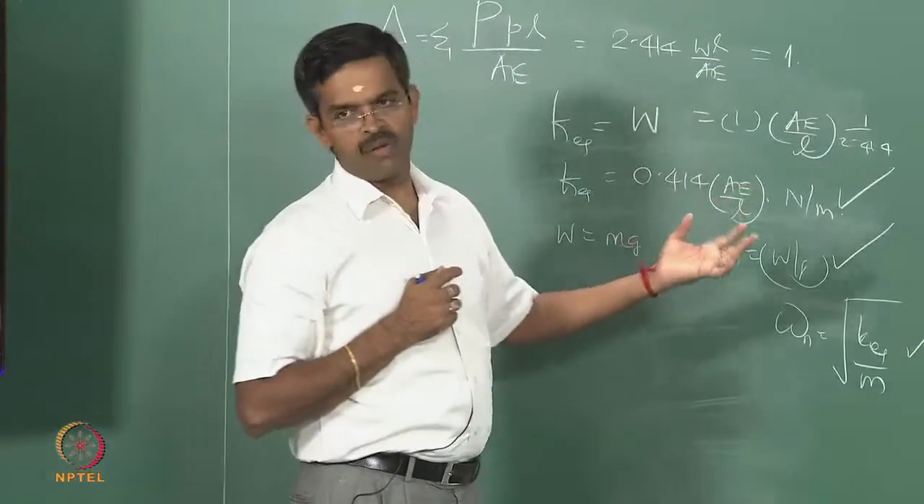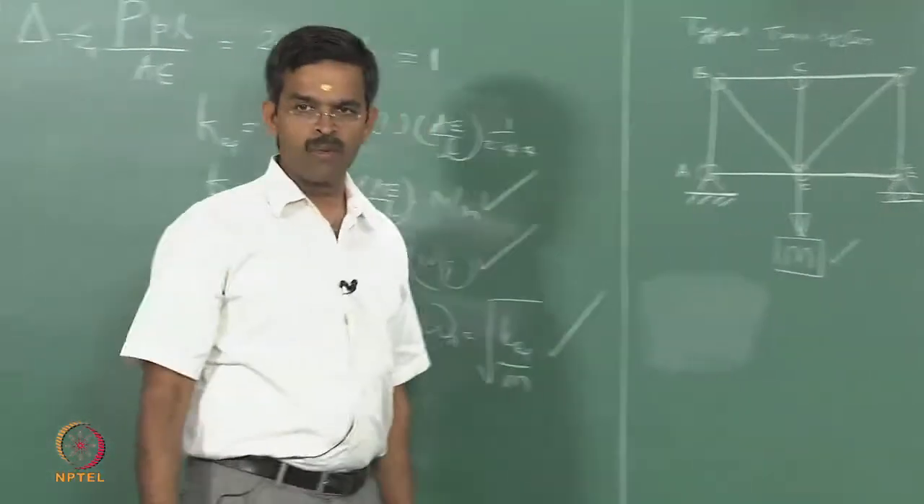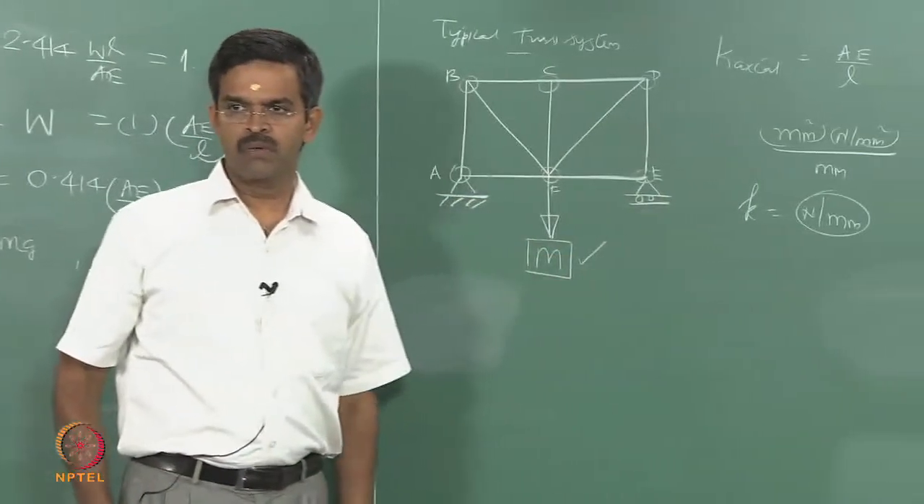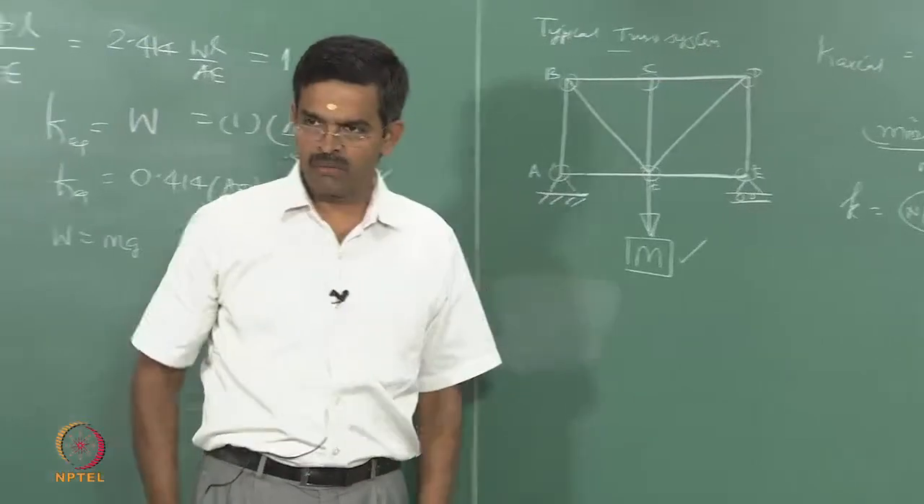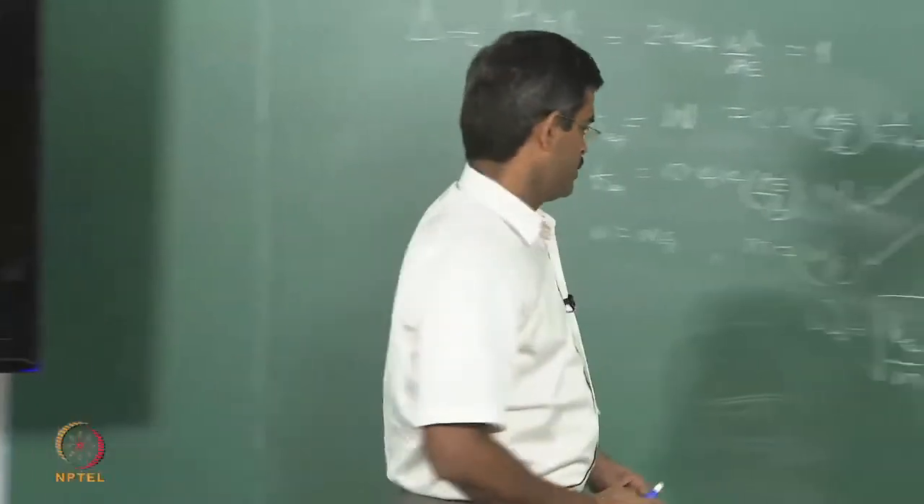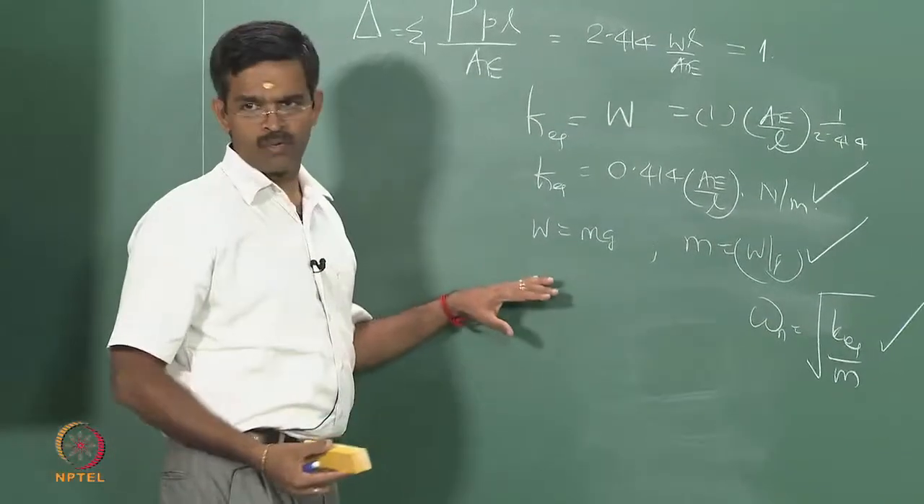This method can be applied to any complicated truss system also, provided you are able to solve the truss system to find the internal forces using the unit load method, or there are other methods also. We will not touch upon that, but it is a demonstration, we must know this. Any doubt here? Is it clear how to get omega n?